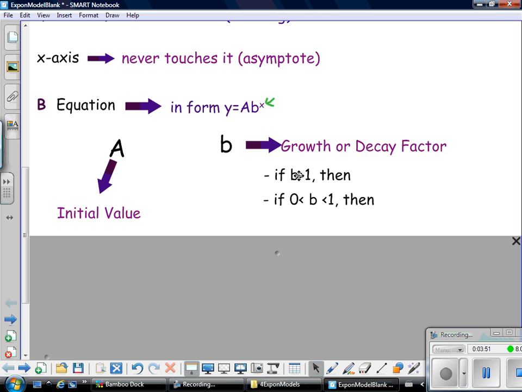When b is greater than 1, not equal to 1, but greater than 1, so 2 or 1.5 or 10 or a million, then we have growth. And I need to write that in there for you. So this would be growth. If b is between 0 and 1, in other words, greater than 0 but less than 1, then it is decay.